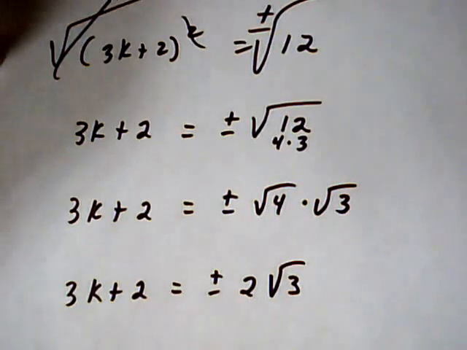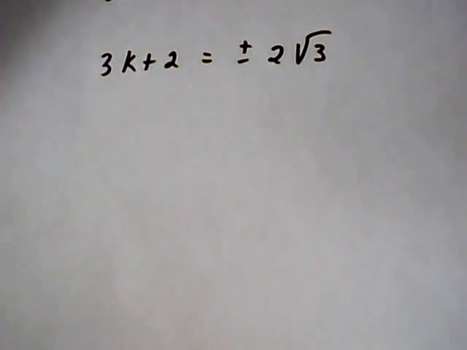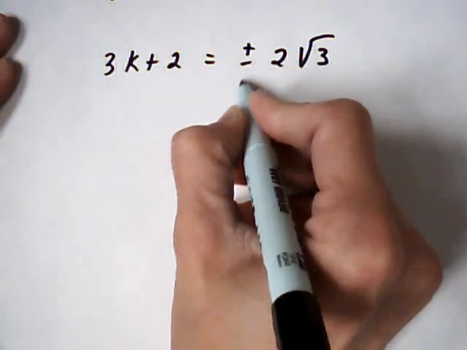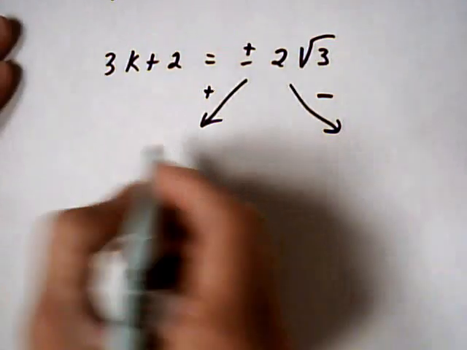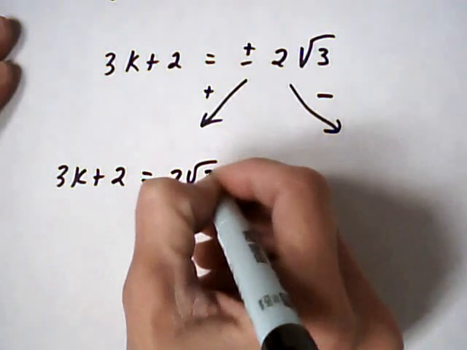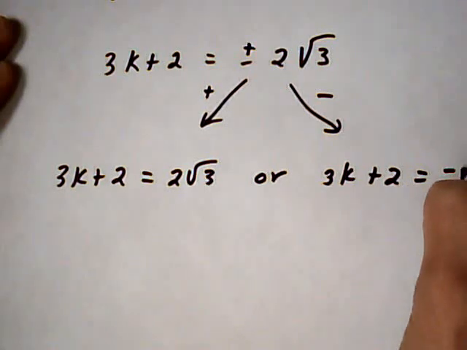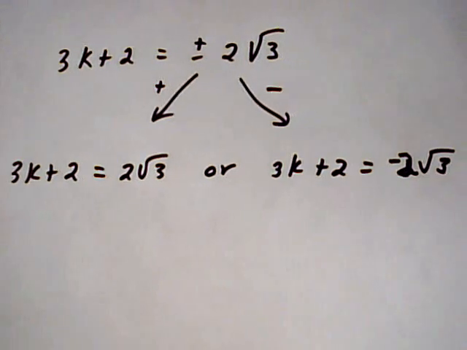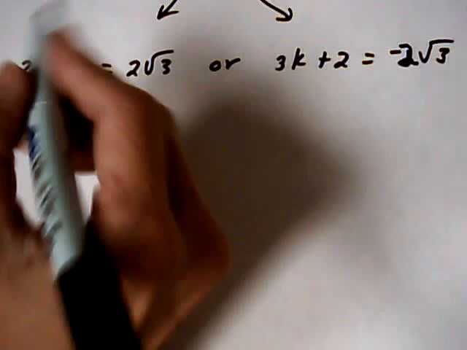Now we still need to solve for k. We managed to isolate the 3k plus 2 using the square root property, but what we really want is what does k equal? So here we're going to split it into our two possibilities again, the plus and the minus, and solve them out. So we have 3k plus 2 equals the positive 2 root 3, or 3k plus 2 equals the negative 2 root 3. That will give us our two possible answers, so we solve each one independently.